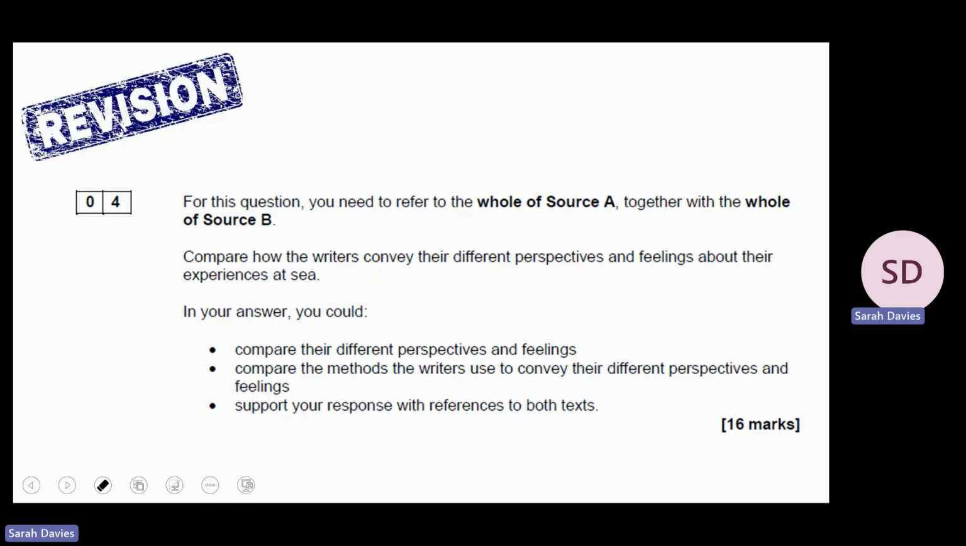You want to keep referring back, at the end, to those bullet points to ask yourself that question. Have I compared the different perspectives and feelings? Have I talked about the methods that the writer uses? You want to make sure that you've honed in on why this word choice has been used, why this statement has been used, and how that really draws to light the attitudes and perspectives that are being provided to us.